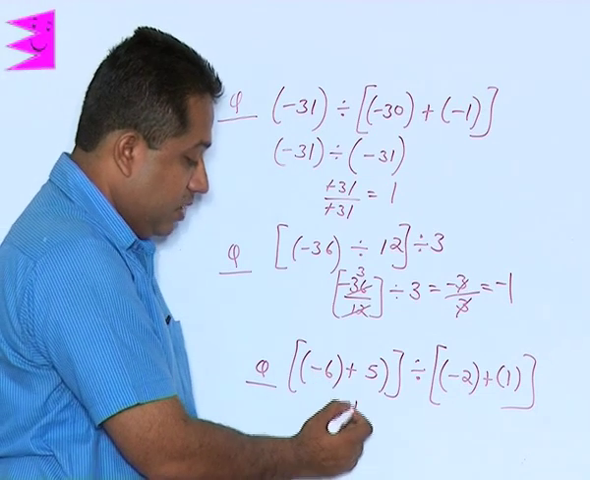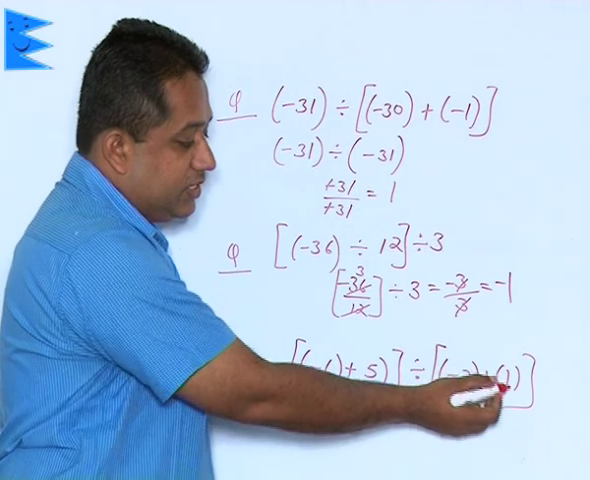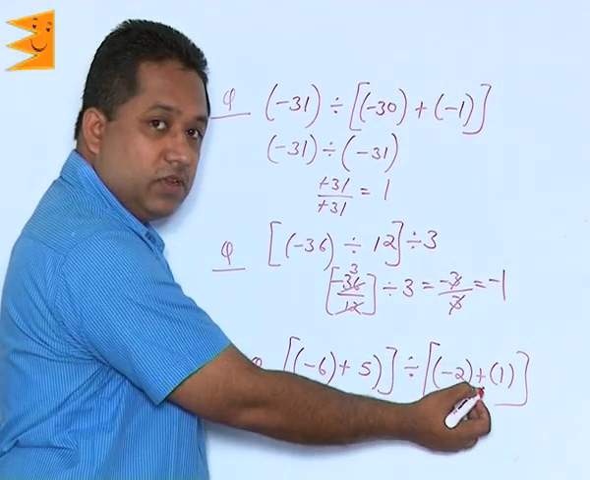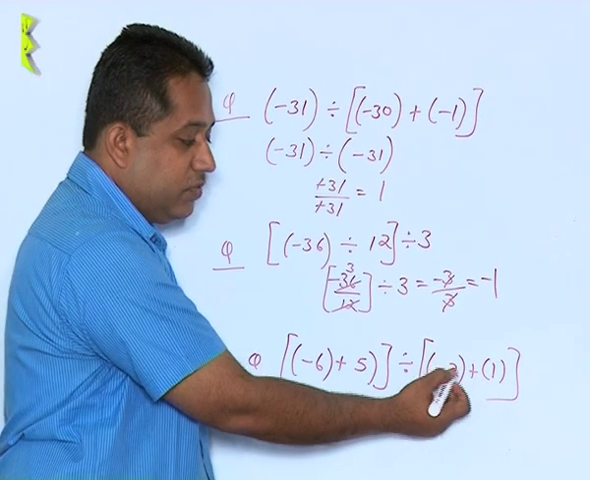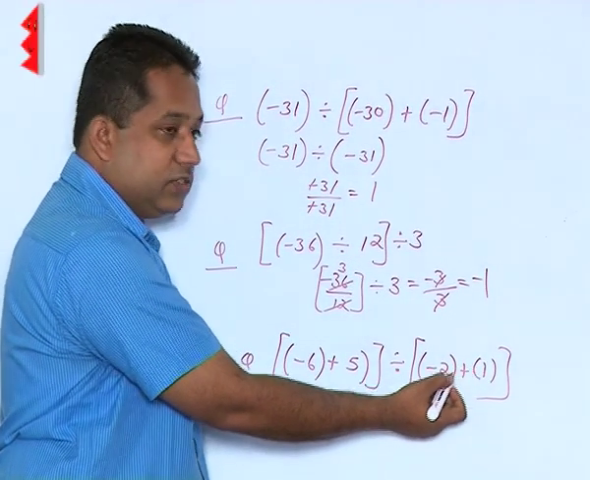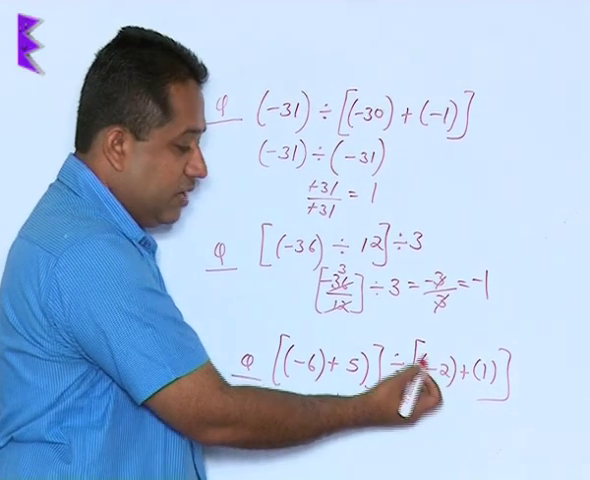So, we have minus 1 here divided by, look at the second bracket, minus 2 plus 1, again we have a negative number and a positive number. So, negative and positive means we have to subtract the two numbers, 2 minus 1 implies 1 and sign of the bigger number is 2. So, we get minus 1.